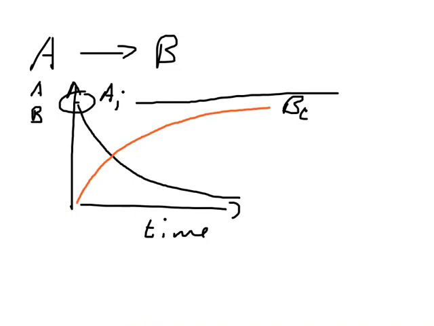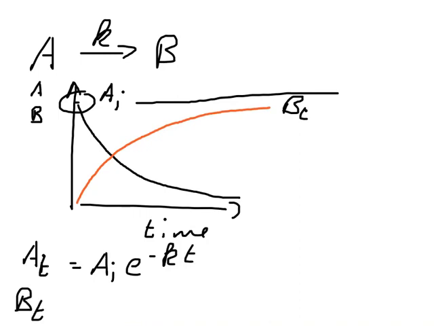And we developed the equations for that. So we said, for example, A at a time point t equals A initial times e to the minus k times t, where k is the rate constant. And we also said B at a given time point equals A initial times 1 minus e to the power of minus k times t. So that's sort of revision.